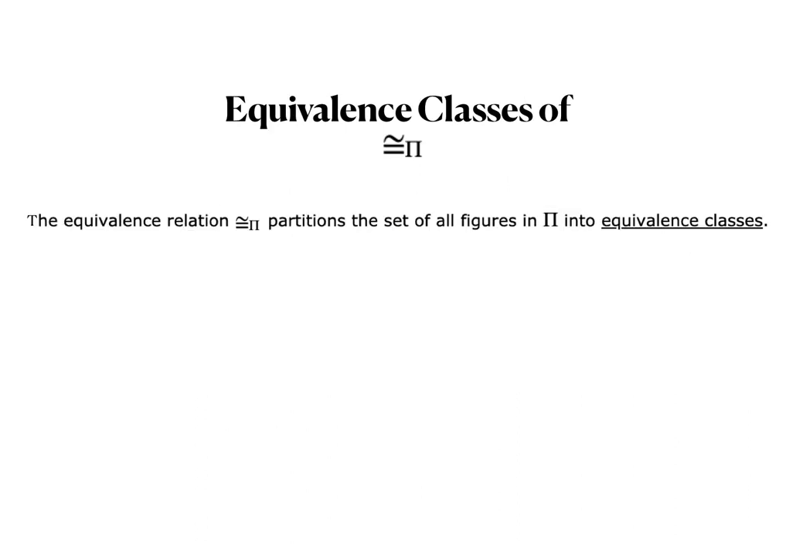The equivalence classes of the congruence relation consist of partitions of the set of all figures. So if you can imagine all figures of the plane, you're going to group all figures with their congruent pieces. So every set of congruent figures creates an equivalence class.